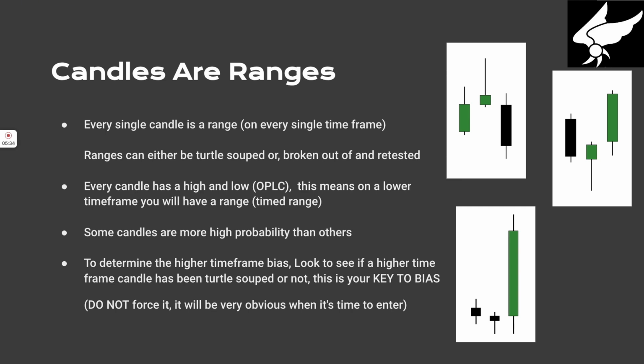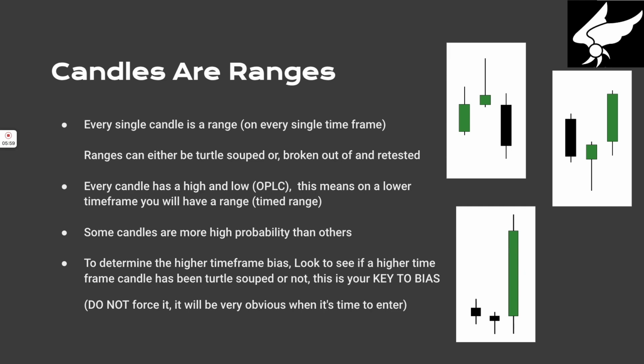Every candle has a high and low. So open, high, low, and close, or open, low, high, and close. This means on a lower time frame, you will have a range, a specific timed range. This is very important. Some candles are more high probability than others. These are the specific times of day that you need to be looking for.